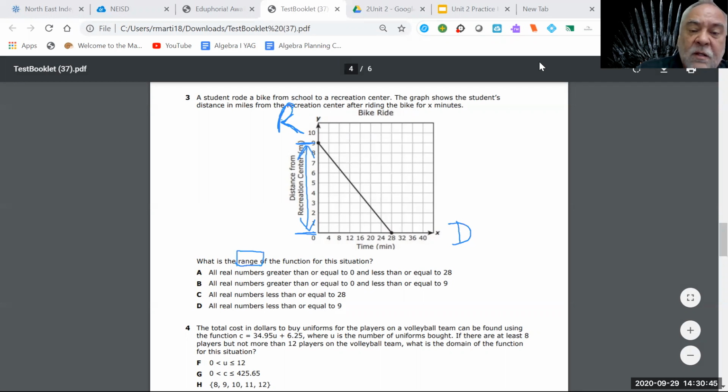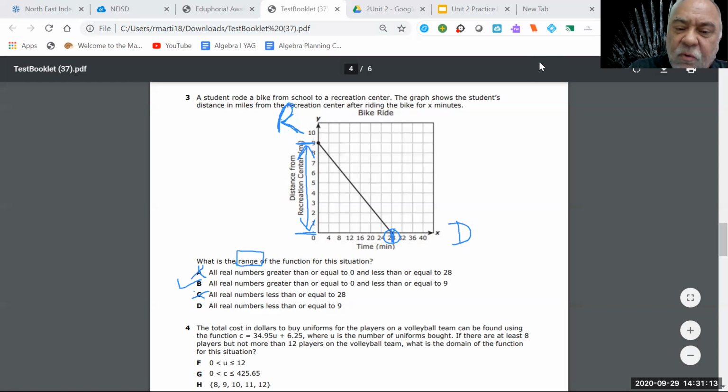So let's look at A. All real numbers greater than or equal to 0 and less than or equal to 28? No, there's 28. That's the domain, so it's not A. All real numbers greater than or equal to 0 and less than or equal to 9? Yeah, we think that's it. C. All real numbers less than or equal to 28? No, that's a domain again. It's not C.